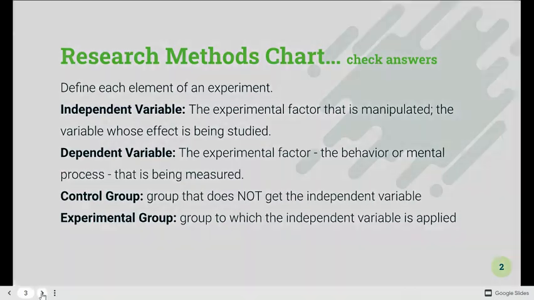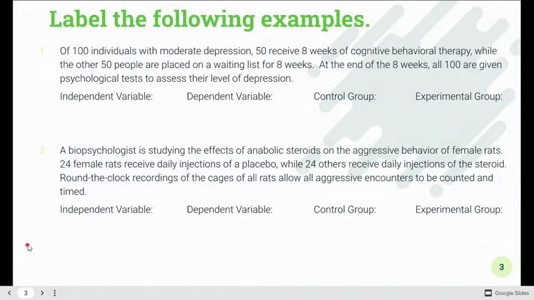Okay. So as we go into these 2 examples, we have 100 people that have depression. 50 of them get 8 weeks of cognitive behavioral therapy. 50 get put on a waiting list for 8 weeks. At the end of the 8 weeks, they're all assessed on their levels of depression. So what are we manipulating? Whether they get the therapy or not. So the independent variable is the cognitive behavioral therapy.